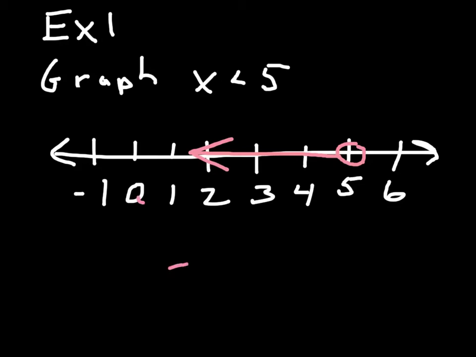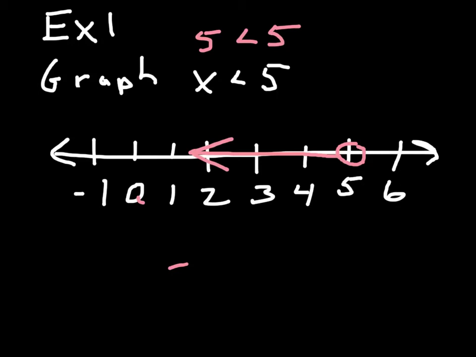Now, what this is saying is that since it's an open circle above 5, 5 is not included. 5 is not a solution. And you can see that that's true, because is 5 less than 5? No, that's an untrue statement. But anything to the left of 5 is a solution.